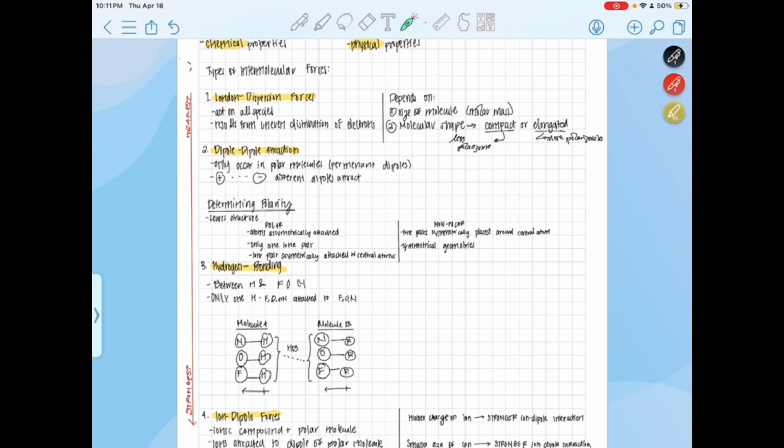are the weakest. London dispersion forces occur between all species and result from the uneven distribution of electrons, or a dipole moment. It depends on the size of the molecule. As molecules get larger, they experience more London dispersion forces. As molecular shapes become more elongated, they become more polarizable and experience more London dispersion forces.